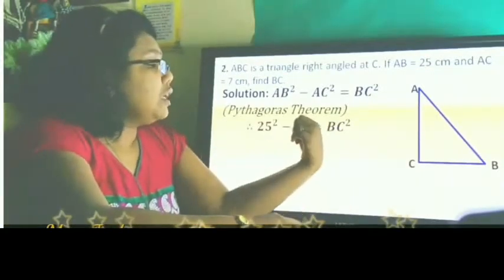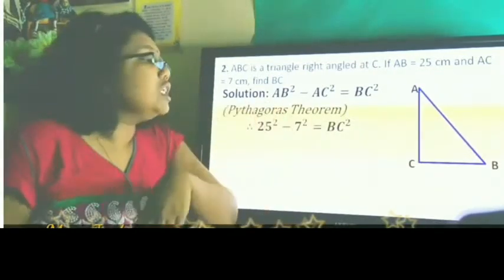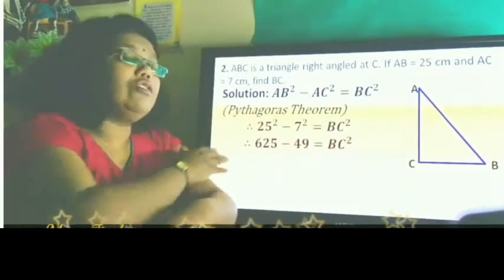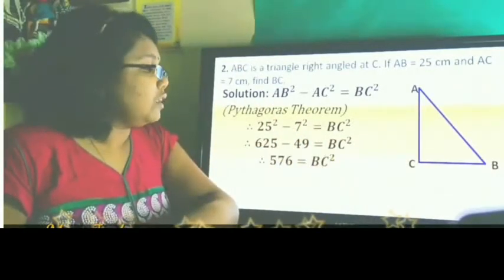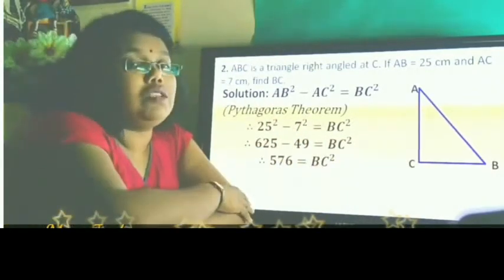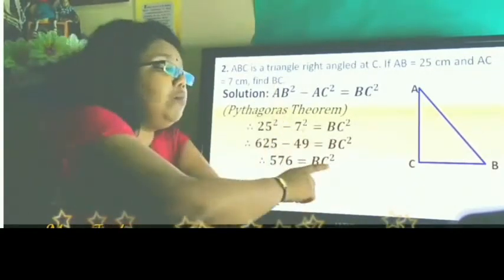So 25 square minus 7 square gives you BC square. Now 25 square is 625, 7 square is 49, so 625 minus 49 gives you BC square. Now 576 is BC square. Now whose square is 576?